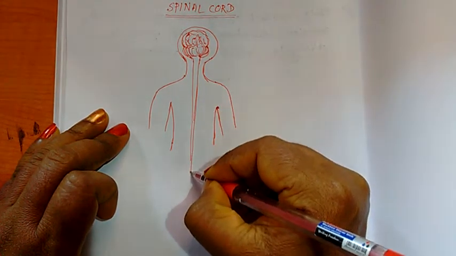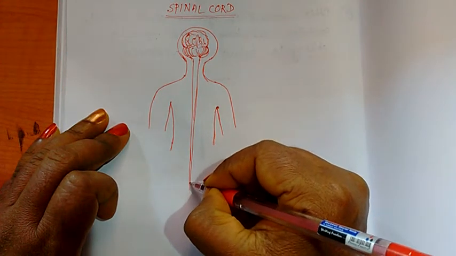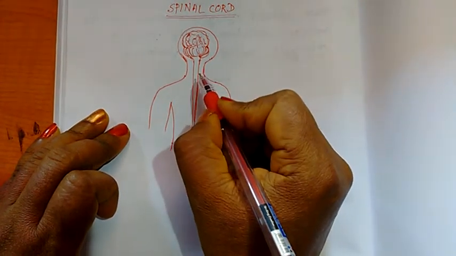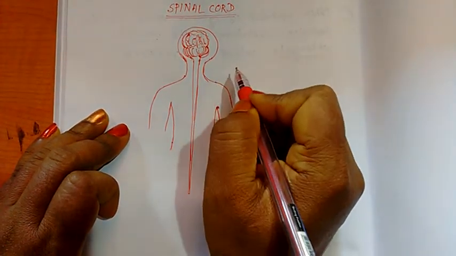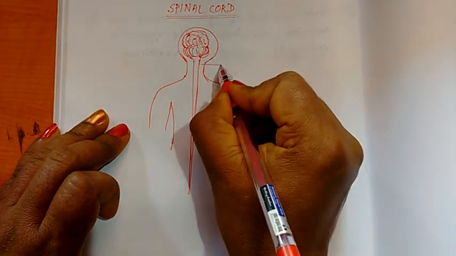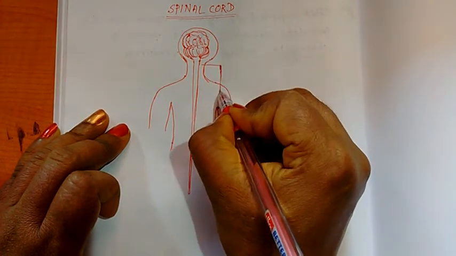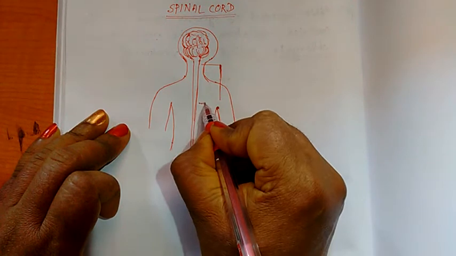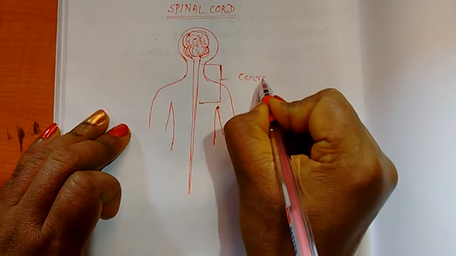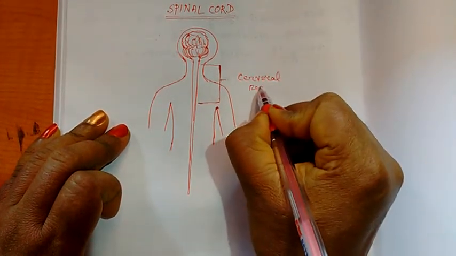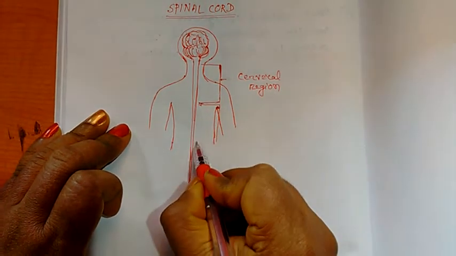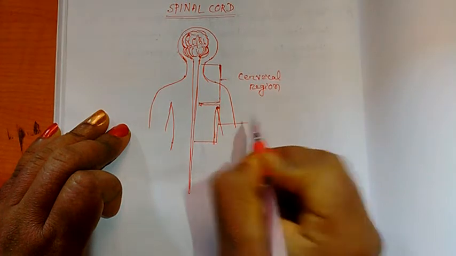The spinal cord runs inside the vertebral column. The spinal cord is divisible into 5 parts. Especially we said 4 parts, and the last is the coccyx part, which gives the evolutionary evidence that humans had a tail in their ancestors. This is the cervical region. Cervical region first. Next, this is the thoracic region.